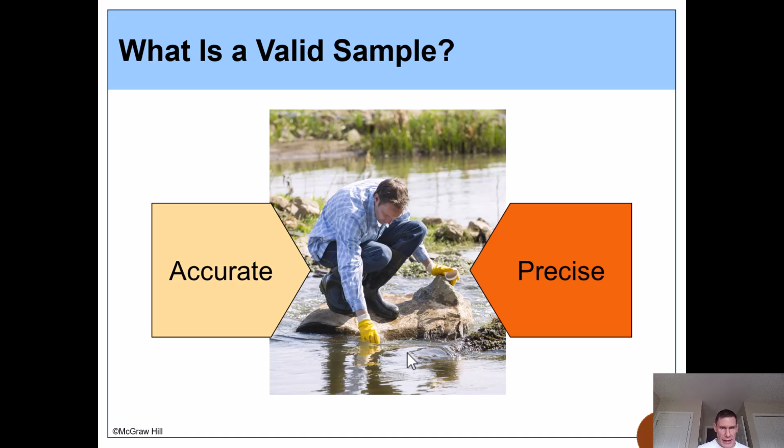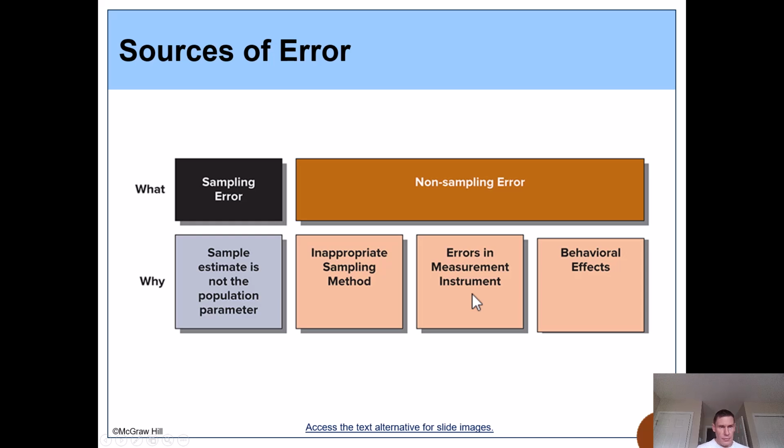So what is a valid sample? Well, a valid sample should be accurate and it should be precise. What we should be saying here is it should represent the population. Because if you get a sample that doesn't represent the population, then you don't have a good sample, right? You don't have what's called a representative sample. That's going to be a problem because then any conclusions you draw based on your experience and what you found out about the sample is not going to apply to the population.